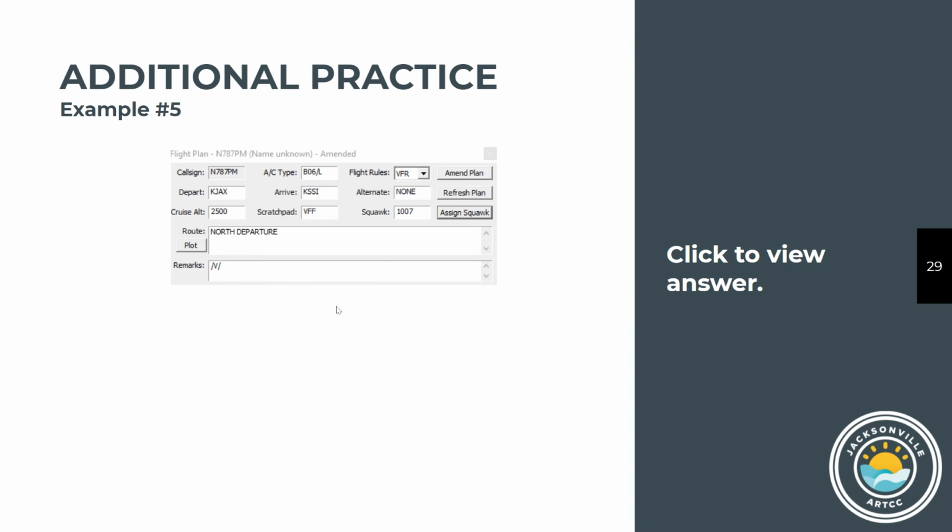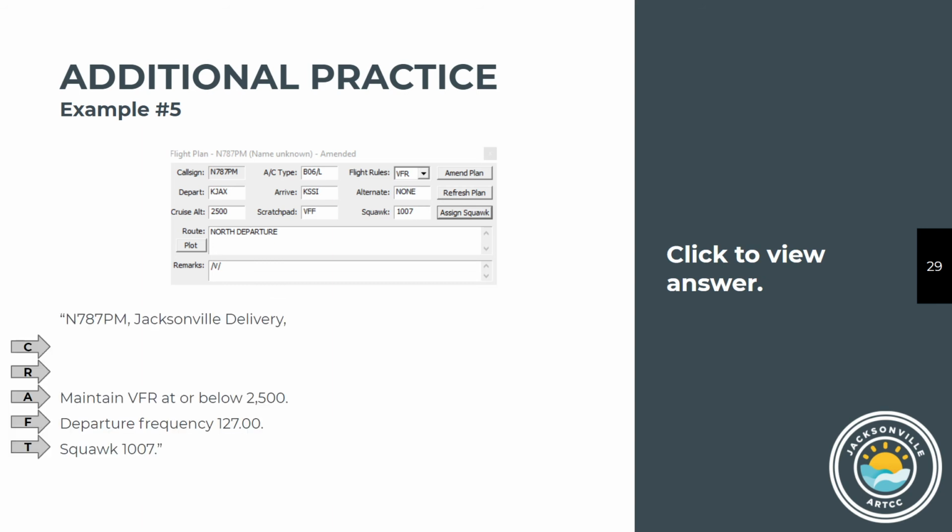We'll pause 5 seconds. And we're back. So you'll notice here, we don't have a clearance because it's a VFR, so there is no formal clearance. We don't have a route because it's VFR, there is no formal route. November 787 Papa Mike, Jacksonville delivery. Maintain VFR at or below 2,500. Departure frequency 127.0, squawk 1007.